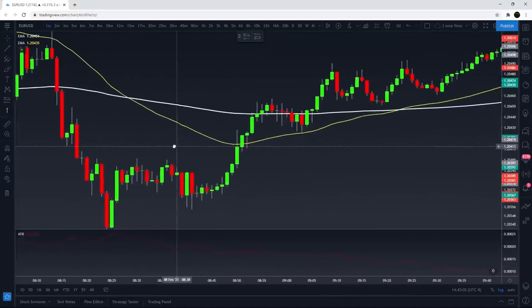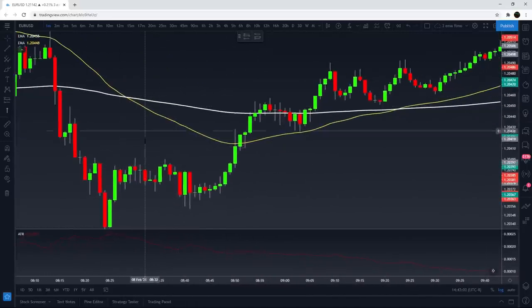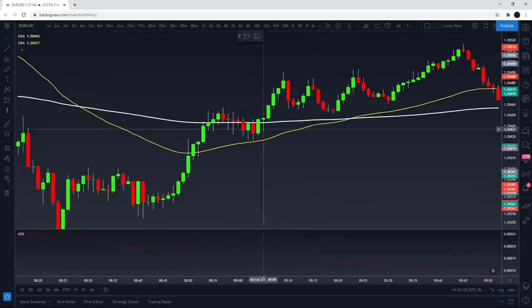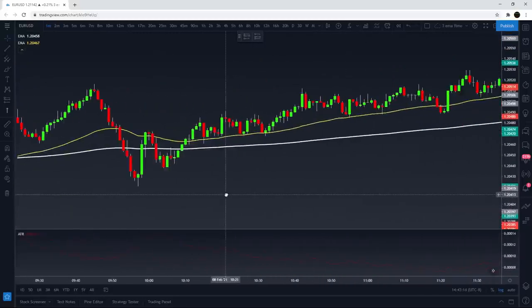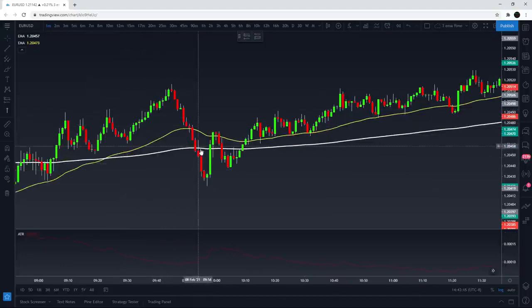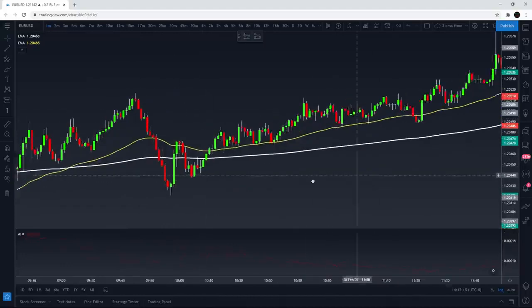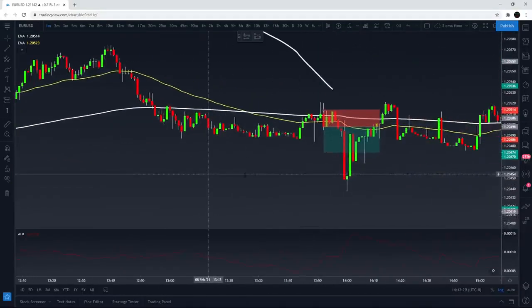All the rest will be winners. So this one we get the cross down, then we get the pullback into the 50, but we never get a red candle. It just continues up. We get 3 closes above the 200 and we just start looking for the next setup. Same thing here, cross up, closes down here below the 200. We just look for the next setup.